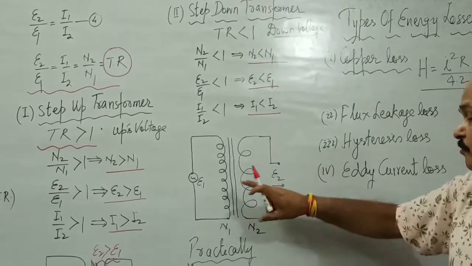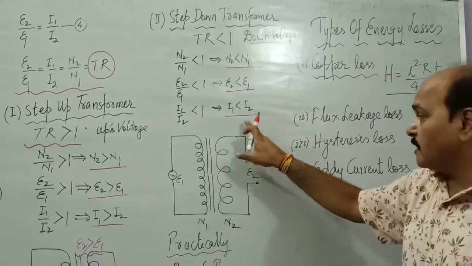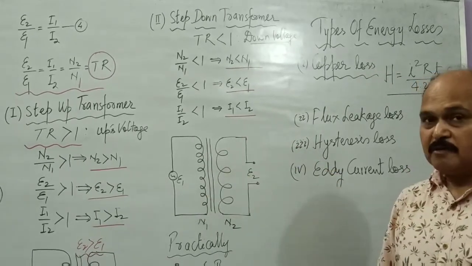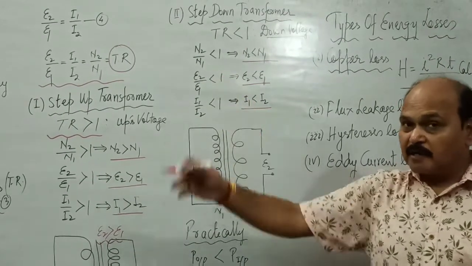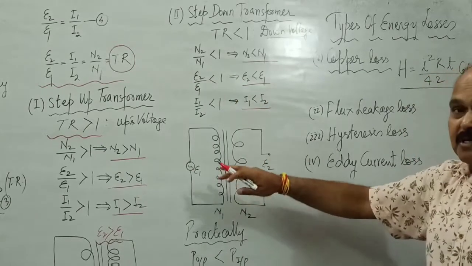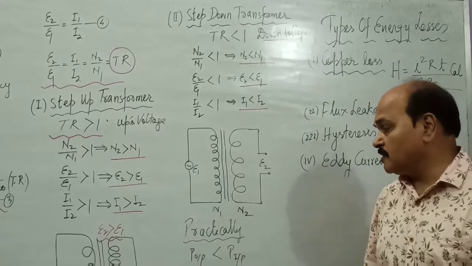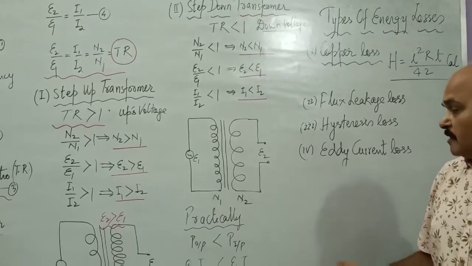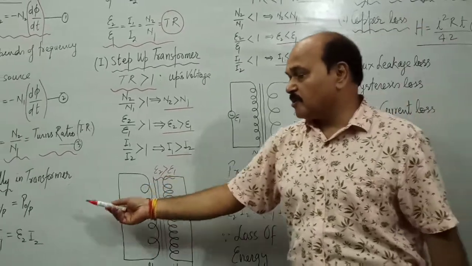That means voltage decreases, but the value of current across the secondary coil is more than the value of current across the primary coil. So a step-up transformer increases the voltage, at the same time current decreases. A step-down transformer decreases the voltage, but at the same time alternating current increases. Well, ideally we say power input is the same as power output.